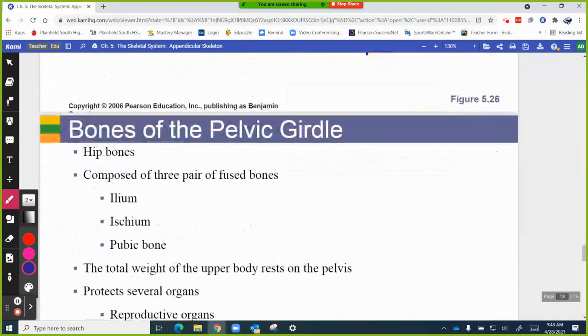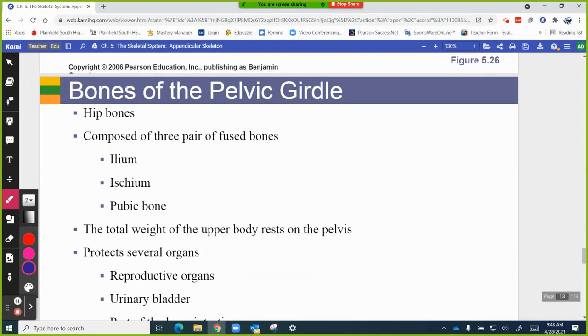Last little bit here, then we'll talk a little bit about the pelvic girdle. These are essentially our hip bones. There are three pairs of what are referred to as fused bones: the ilium, the ischium, and then the pubic bone.